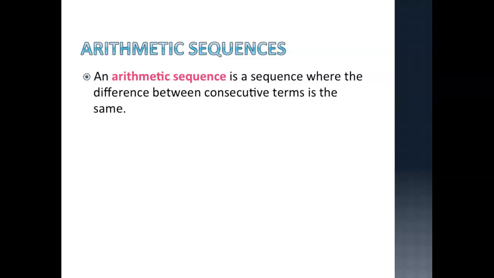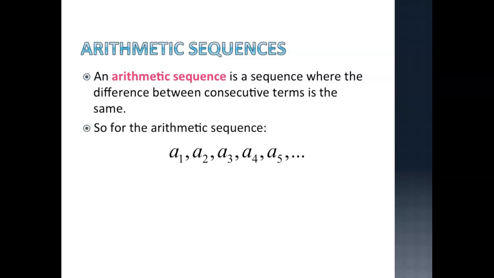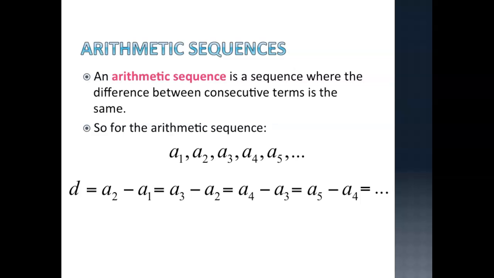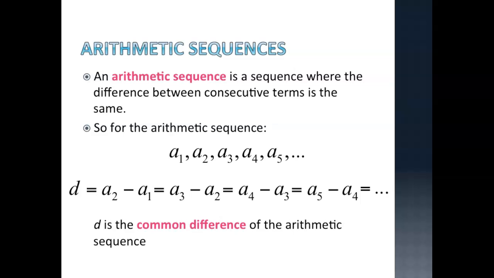So for example, for this arithmetic sequence here, A1, A2, A3, A4, A5, if you were to take consecutive terms, one term right after the next, so A1, A2, if you were to subtract those, you would get the same thing as if you subtracted A3 minus A2, same as if you subtracted A4 minus A3 or A5 minus A4, and so on. So when you subtract one of these terms minus the term before it, we get what we call the common difference, and we represent that with the letter D. Okay, so D is the common difference of the arithmetic sequence.